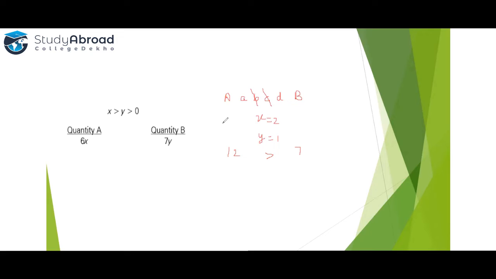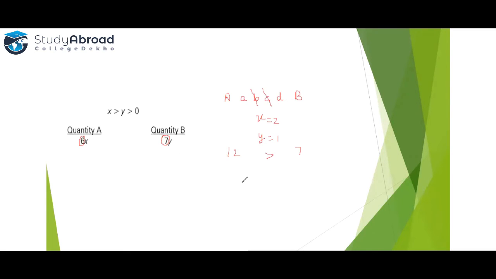Now, repeat means you can reuse the numbers that are given in the question, right? So what are the numbers that are given in the question? Numbers given in the question are 6 and 7.